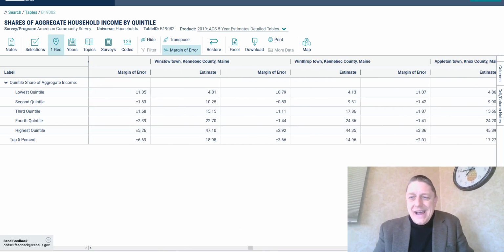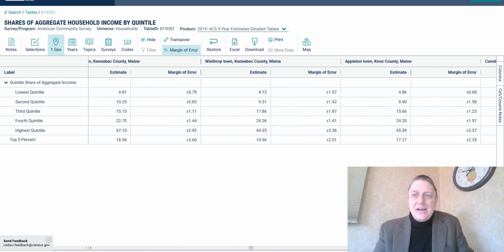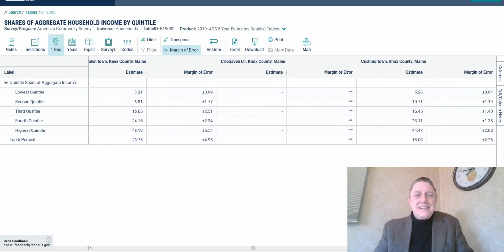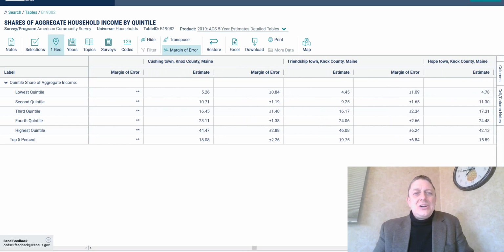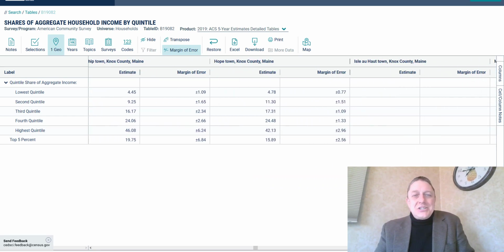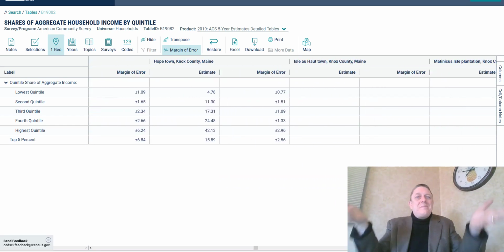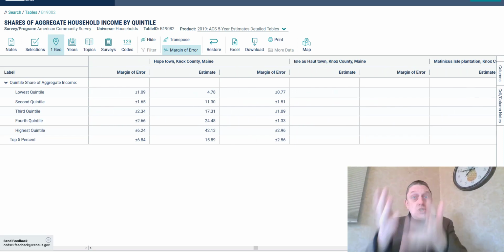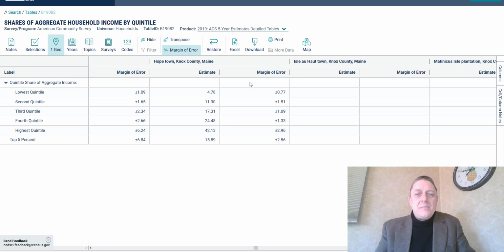But now it's got Appleton. There we go. Appleton, it's got estimates, Camden, Cushing, Friendship, and Hope. Isle of Hope, sorry, you're out of luck. That population is too small to be able to keep those margins of error small.